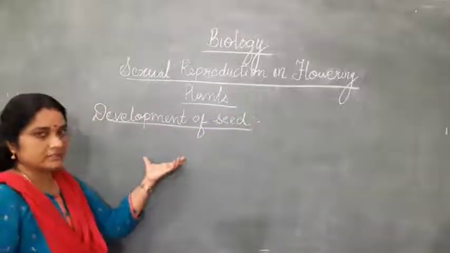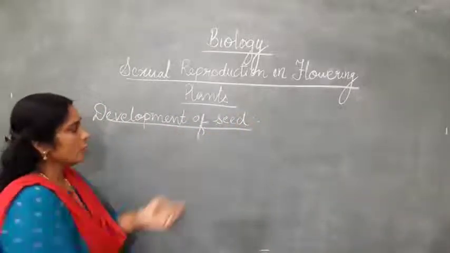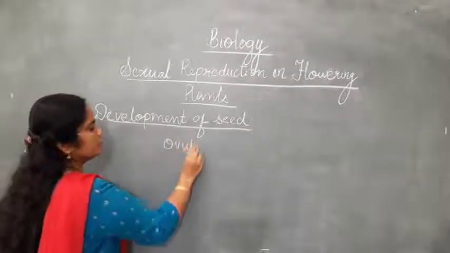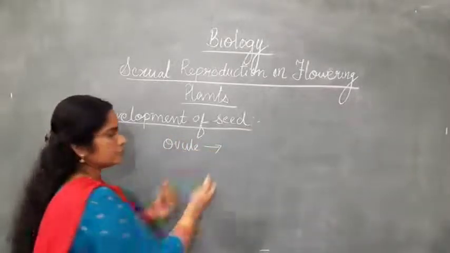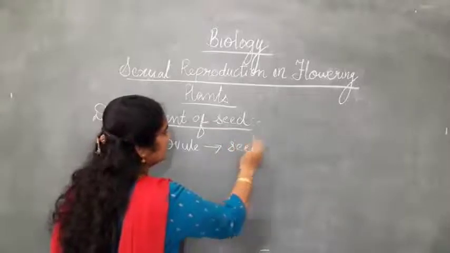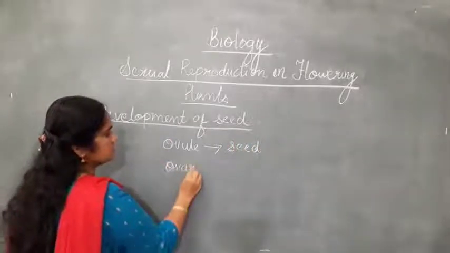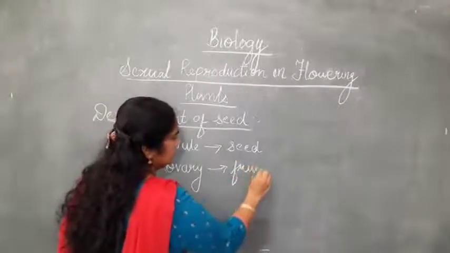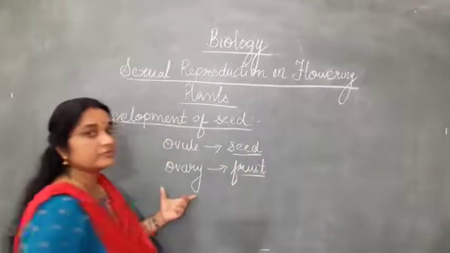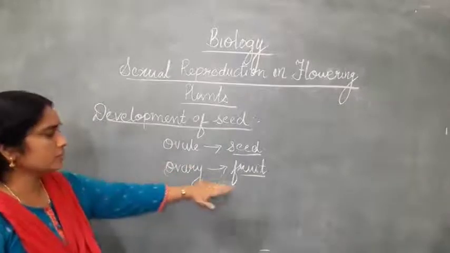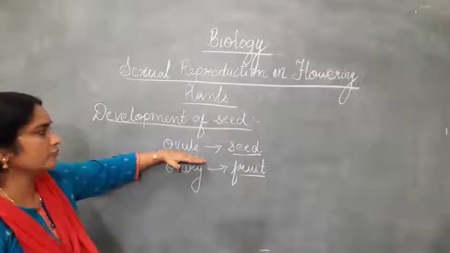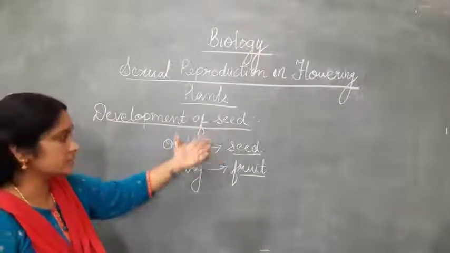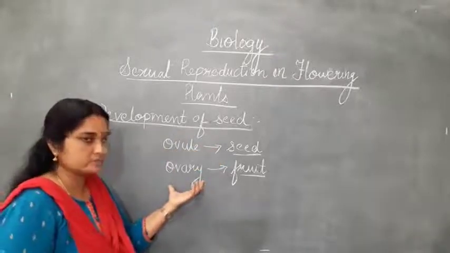After fertilization, the ovule gets converted into seed, and you know that the ovary as such gets converted into fruit. So this is the final product of sexual reproduction. The ovary as a whole gets converted to fruit, and the ovule gets converted to the seed, that is in the case of the angiosperms which we have studied.